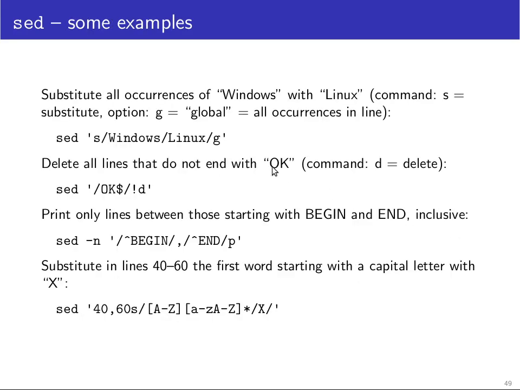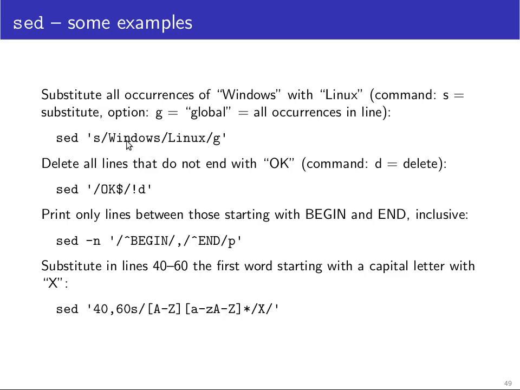So, simple example: you have a file or a position in a pipe where a text document flows through and you want to replace in this text document all occurrences of the word Windows with the word Linux. For that, you can use the s command for substitute, and it has two arguments which are surrounded by slashes as separators. So this is the string that matches, and this is the string that will be replaced.